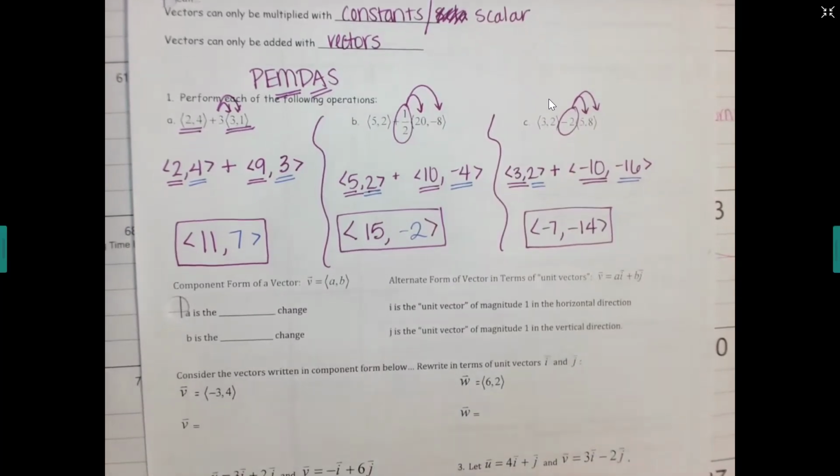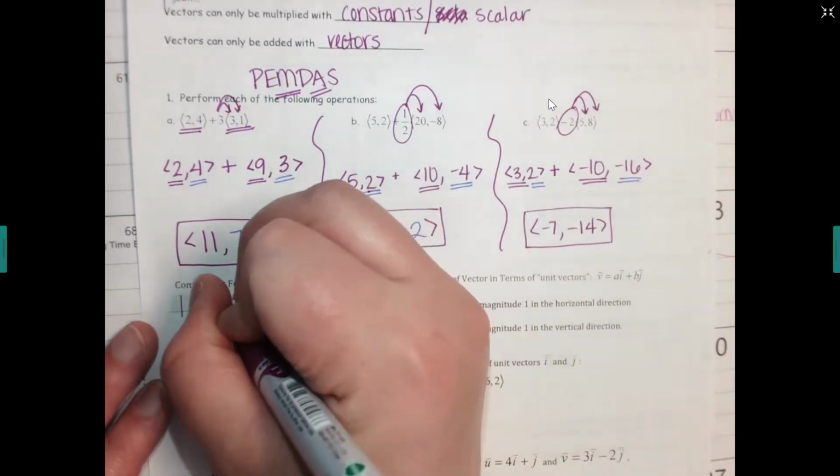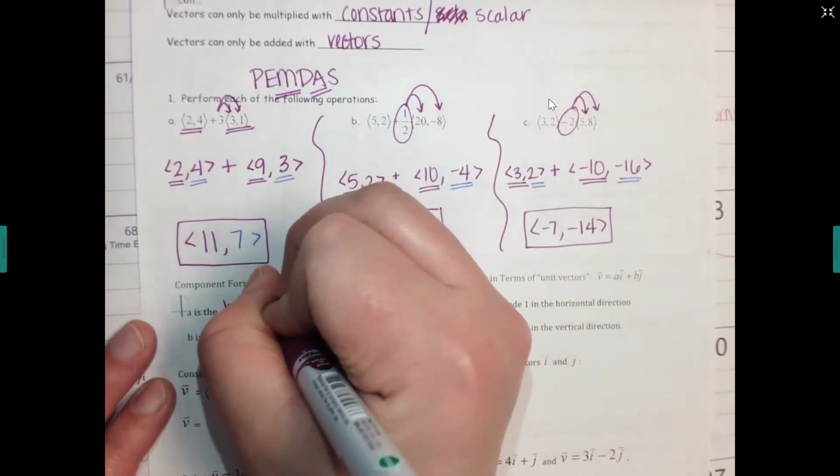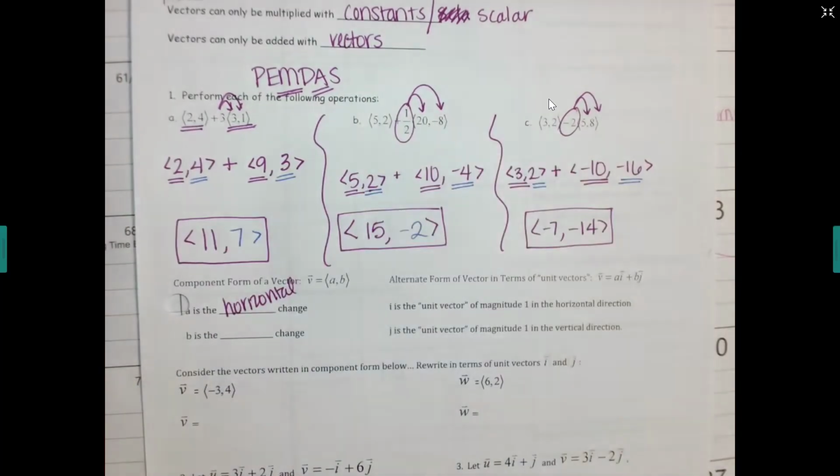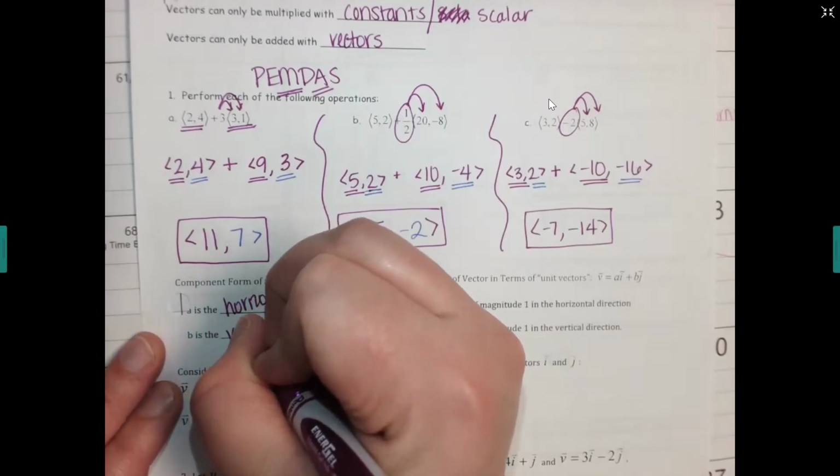Remember, A is the horizontal change. I've been kind of lazy in calling it an X, but the technical term for that is the horizontal change. And then B is the vertical change.